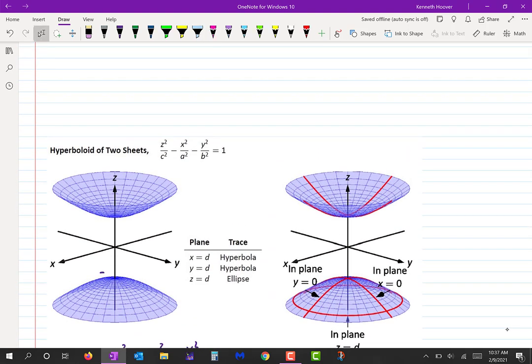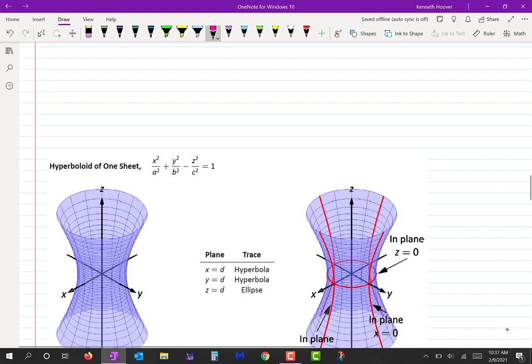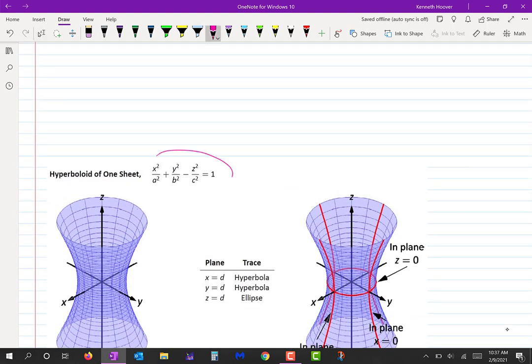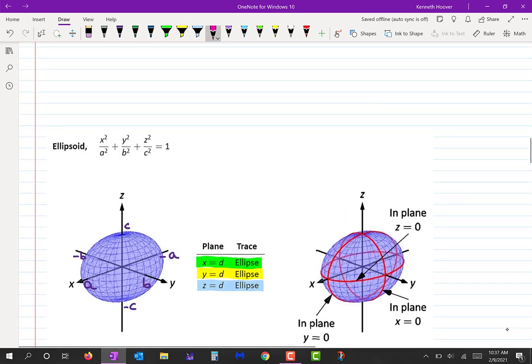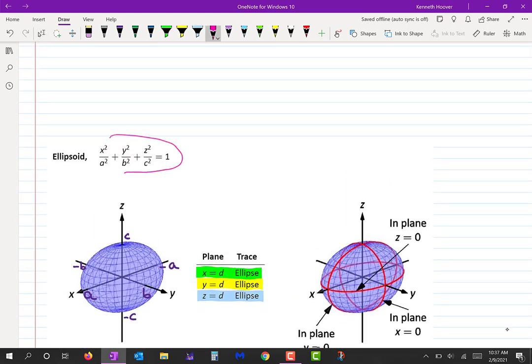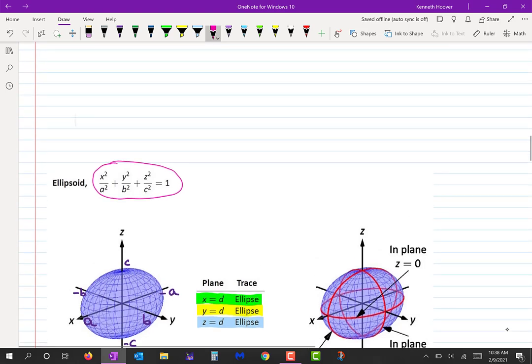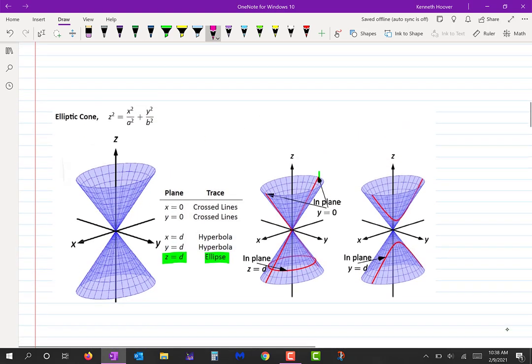Is a hyperboloid of two sheets three quadratics added together equals a number? No, it's not. We have two of them that are minus signs. So it's not a hyperboloid of two sheets. Is it a hyperboloid of one sheet? No, because that's not three quadratics added together equals a number. There's a minus right there. So it's not a hyperboloid of one sheet. Is it an ellipsoid? There's three quadratics added together equals a number. So it could be an ellipsoid. Let's check the remaining ones, though. Maybe there's other possibilities.